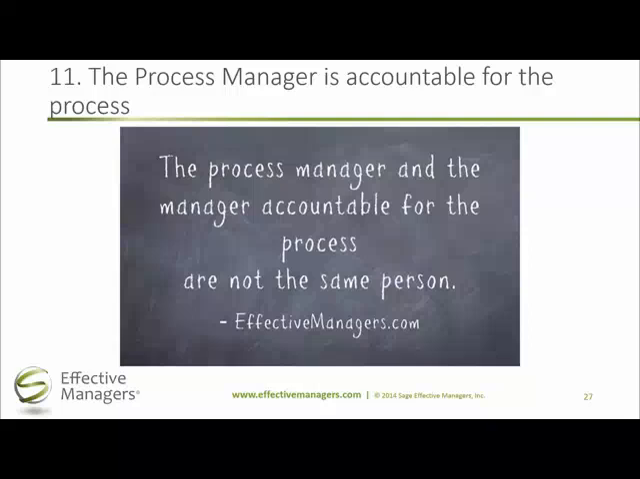So we're moving along. We're now up to the 11th fallacy. It looks like I'm exceeding my time, so I'm going to have to step it up a notch here. The 11th fallacy is that the process manager is accountable for the process. This is a fallacy, because the process manager is not in a position in the organization where he or she is going to be able to make decisions and decide improvements or changes to the process across the whole organization.